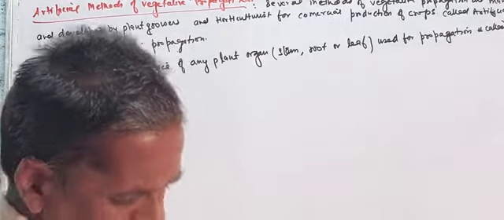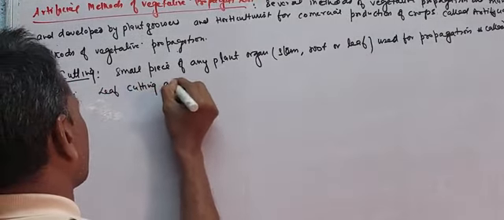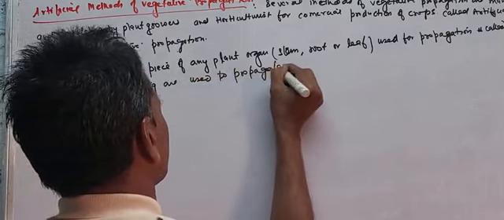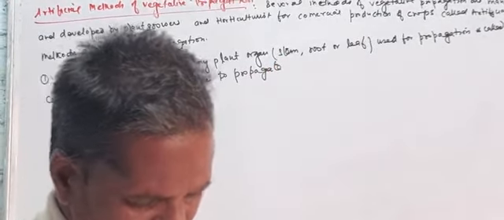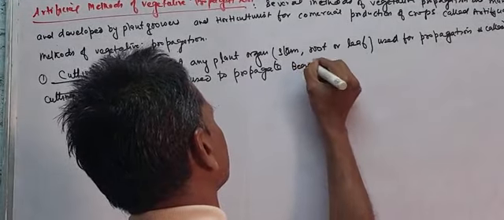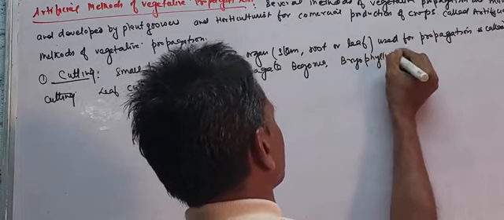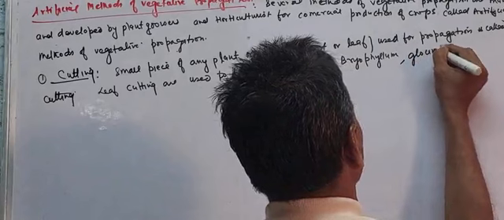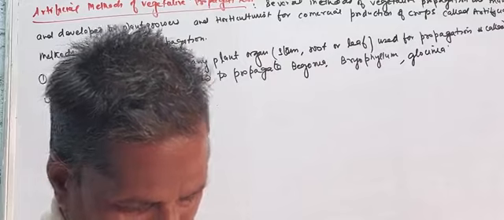Leaf cuttings are used to propagate begonia, bryophyllum, glossinia and kalanchoe.